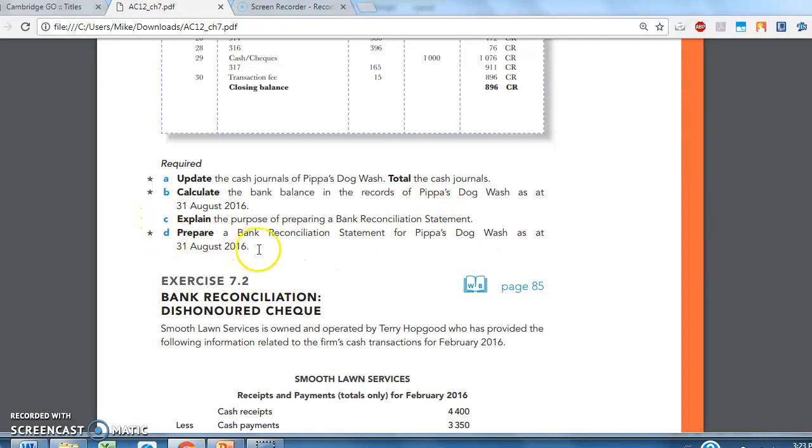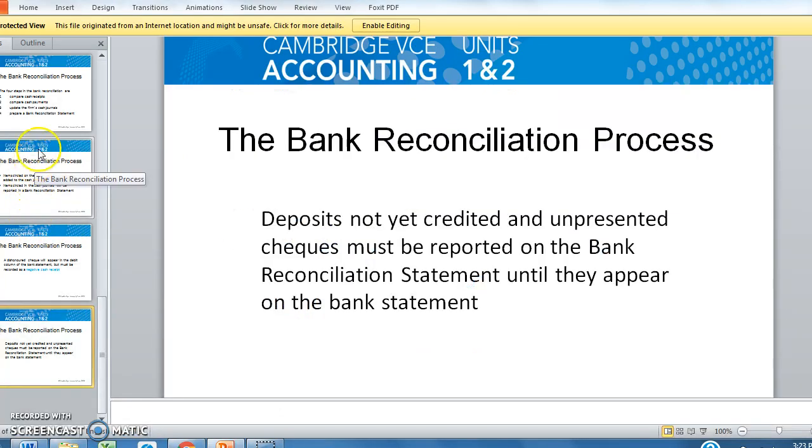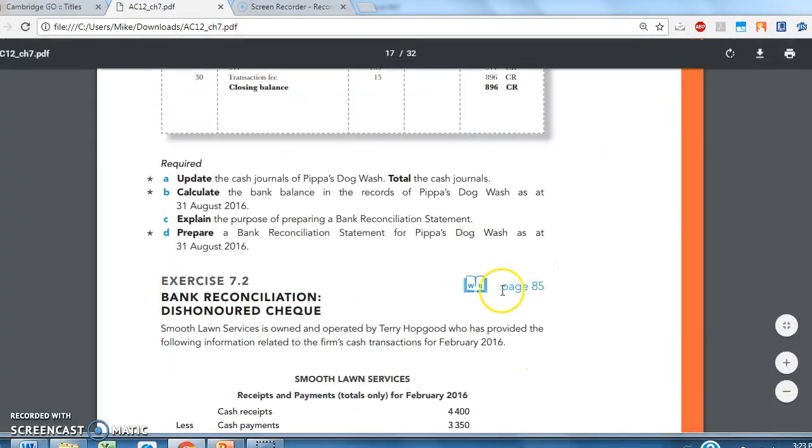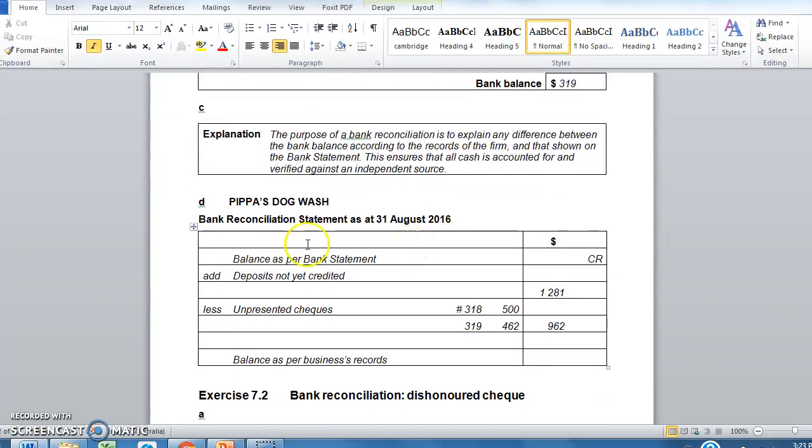D, so prepare a bank rec statement for Pippa's Dog Wash as at 31st of August 2016. So this is step 4 in our 4-step process. So this is the last step. So if you've got steps 1 to 3 down pat, this should be quite easy. So how we do it is if we go to here, bank rec statement as at 31st of August, so always important to put in the title, heading, date.